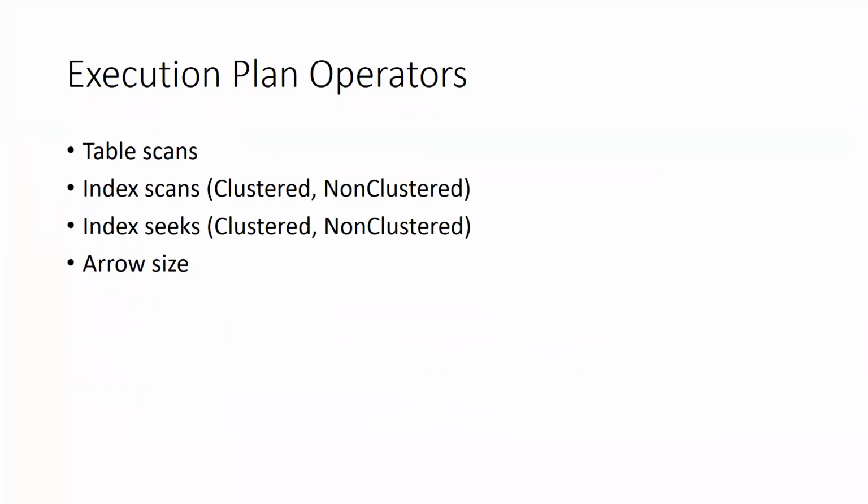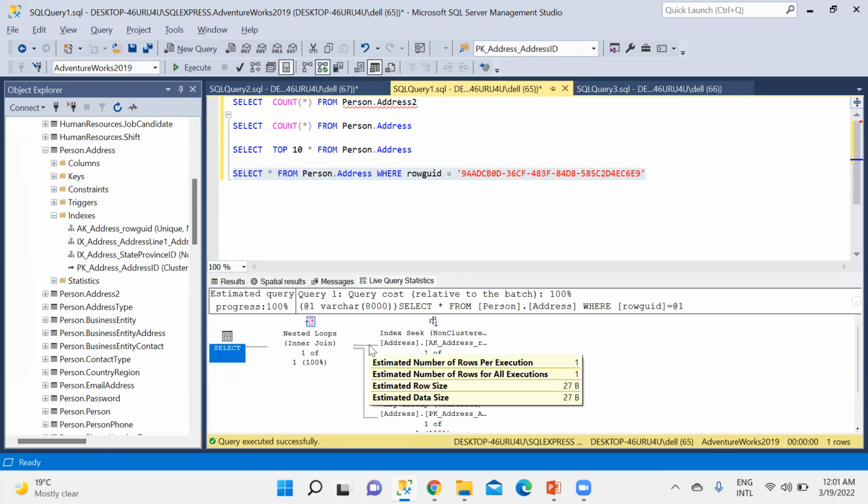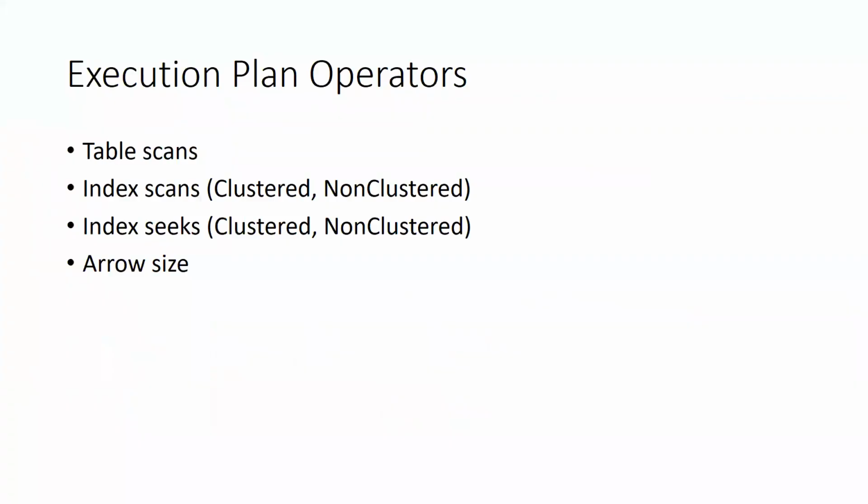Similarly, you have arrow size. Arrow size is nothing but whenever we have data flowing, for example, data flowing from index seek to nested loop join, you see the size of the arrow. So here the arrow seems a little thin. The size of the arrow also determines the size of data. The bigger the arrow, the higher the amount of data.